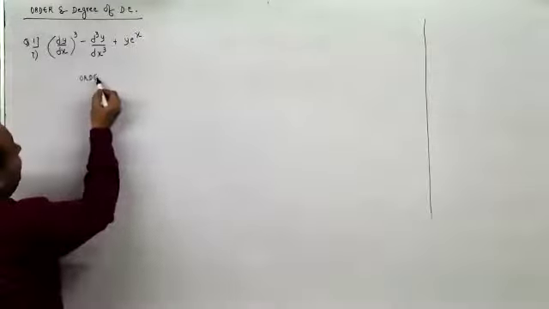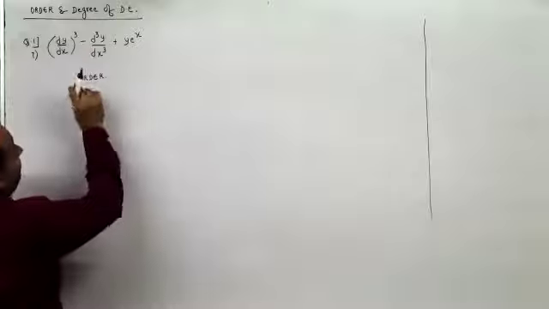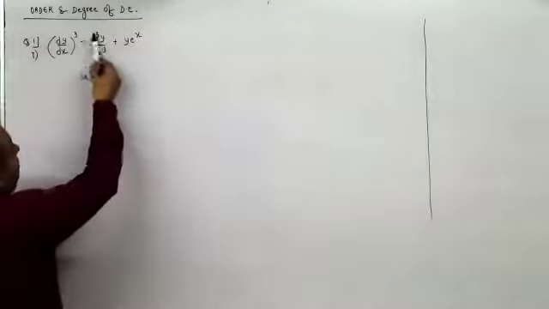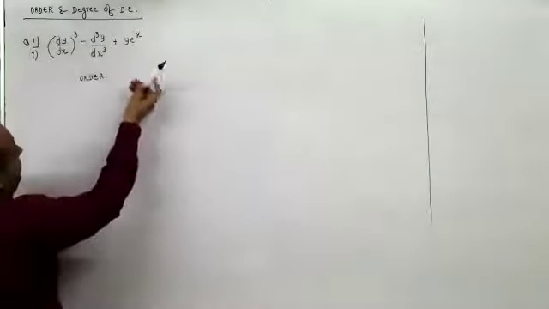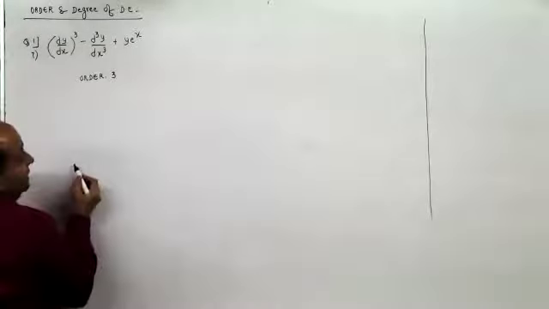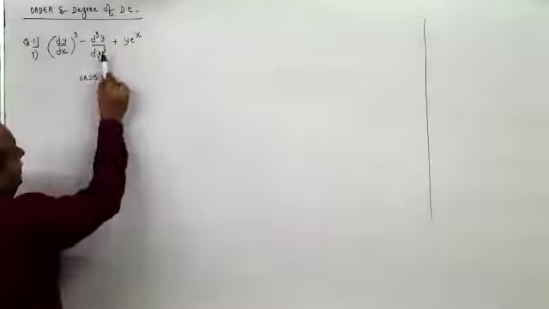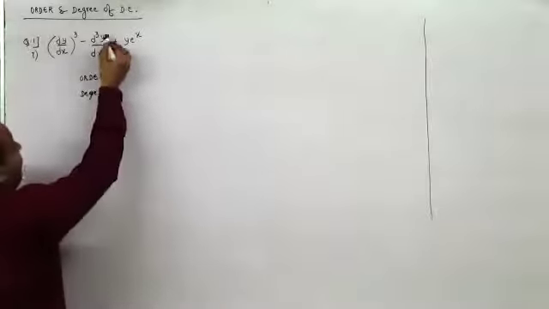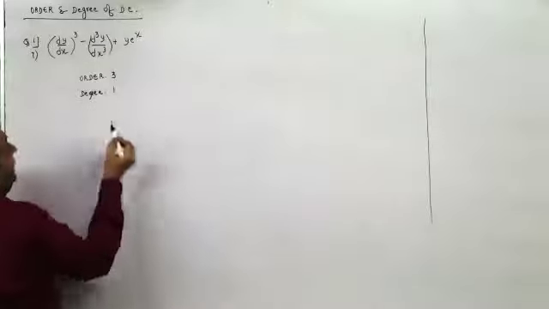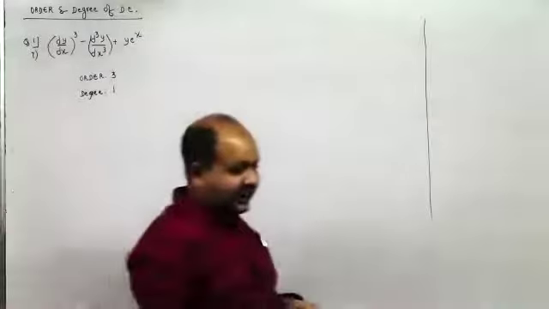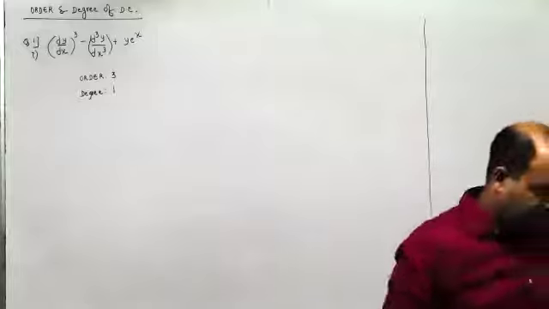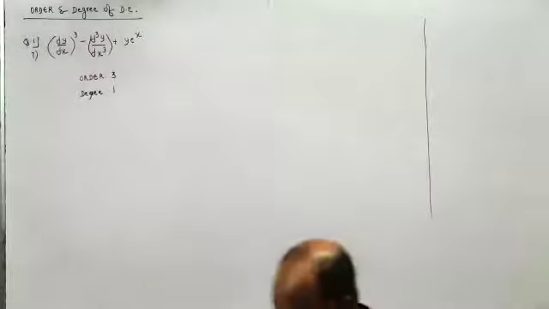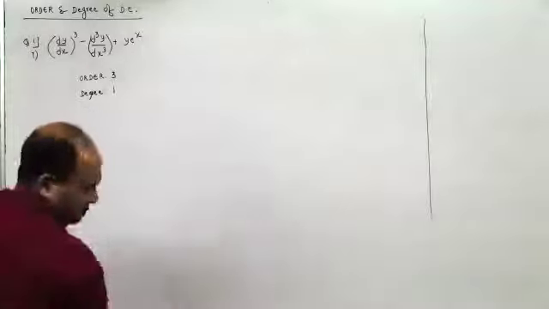Order is what? It is the highest order derivative present in the D. What is the order of this derivative? First order. What is the order of this derivative? Third order. So order is 3. Third order derivative. And degree is what? Degree is the power of the highest order derivative. So degree is 1. So order is 3, degree is 1. Next.